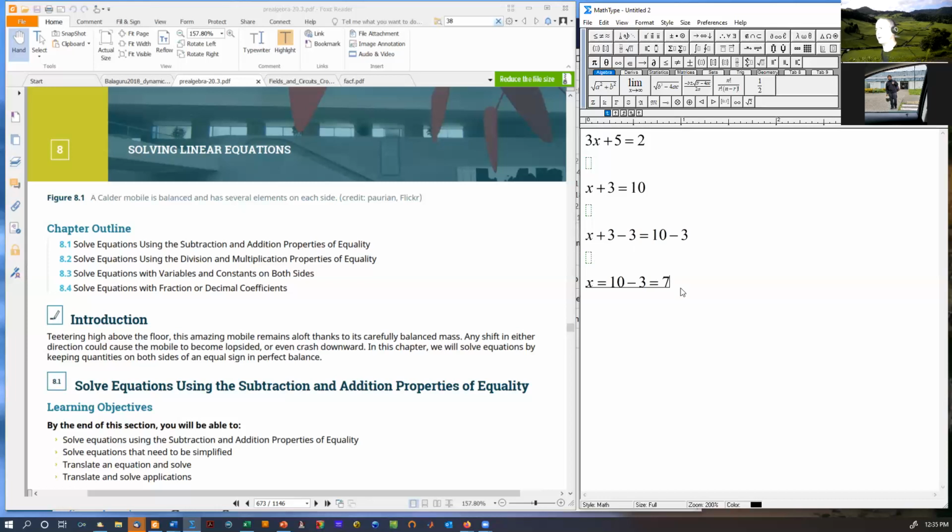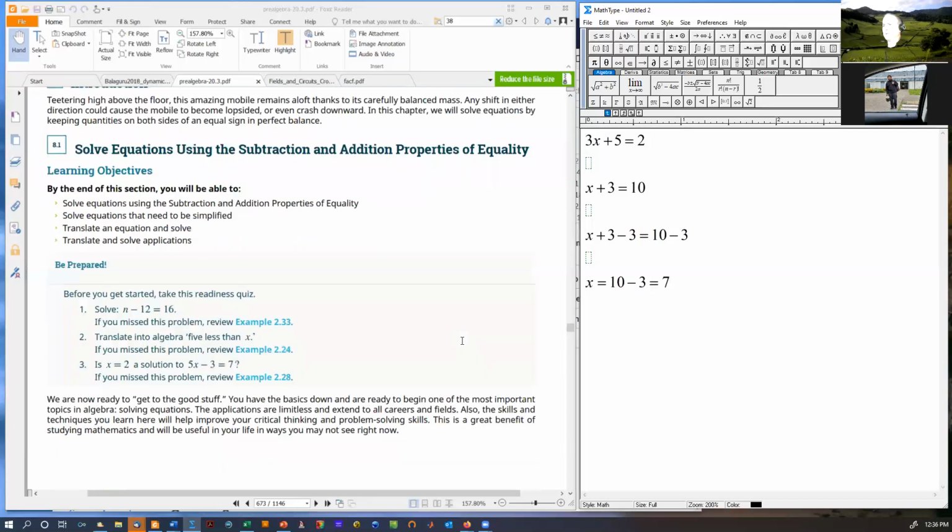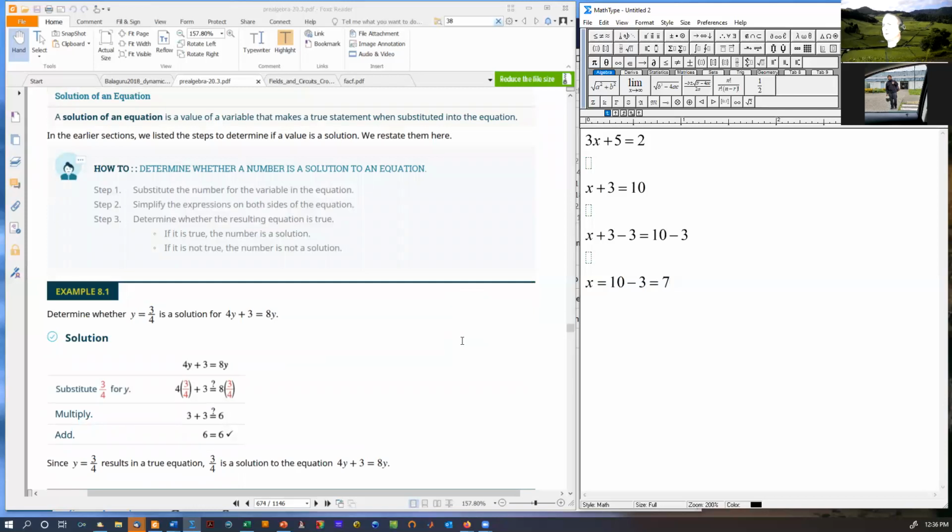So this is a systematic way to solve that equation by isolating x on the left-hand side, and then everything else on the right-hand side is just arithmetic that we can solve to find the value that makes this equation true. That's what we're going to be doing with chapter 8, and we probably won't get through all of it today, but we're going to wander through it and talk about different ways to do it.